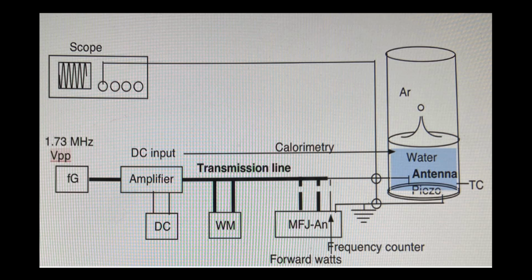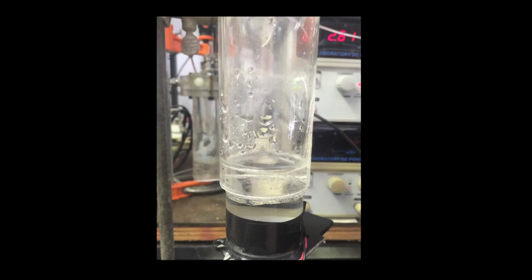The RF apparatus showing transmission line and piezo antenna at the bottom of the RF reactor. Photo of an RF reactor that should be made of ceramic tube producing the water spout.